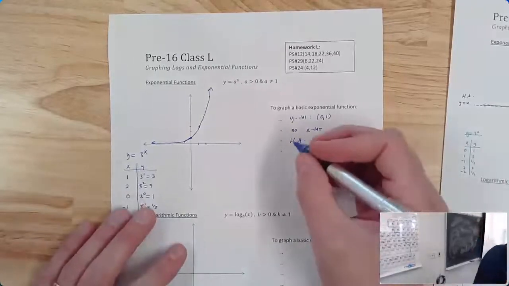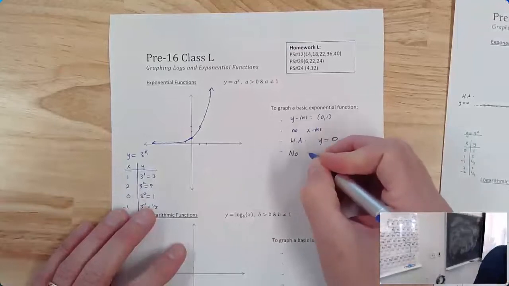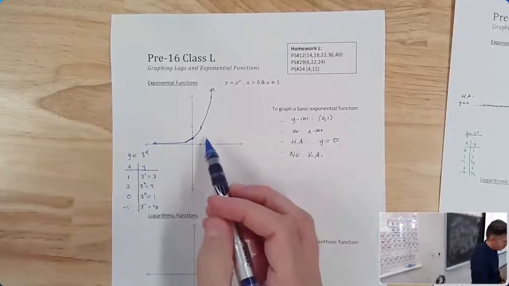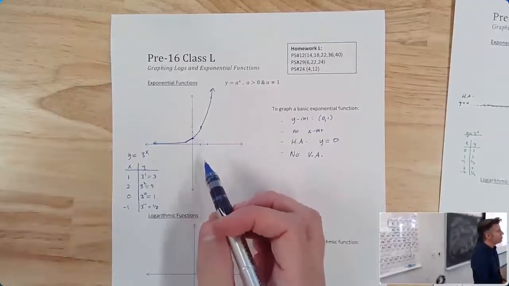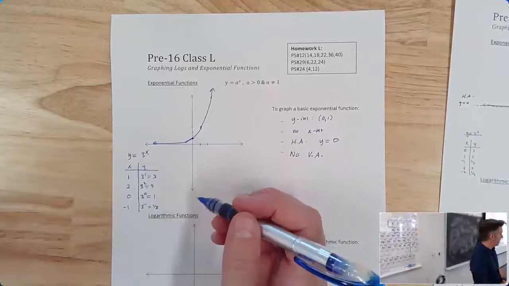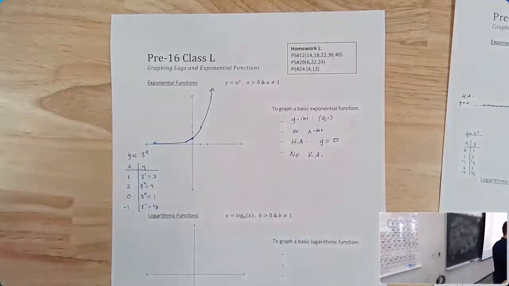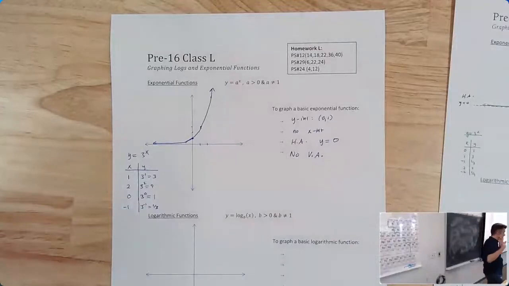And then lastly, there's no vertical asymptote. We don't get a vertical asymptote because the x values can keep getting bigger and bigger. There's no place where x isn't allowed to be plugged into the function. That's usually where you find a vertical asymptote, where you get division by 0 or something like that. Not happening there. x can be any value. There's nothing that's not in the domain. So we're good to go.